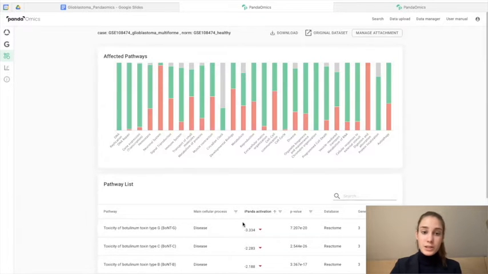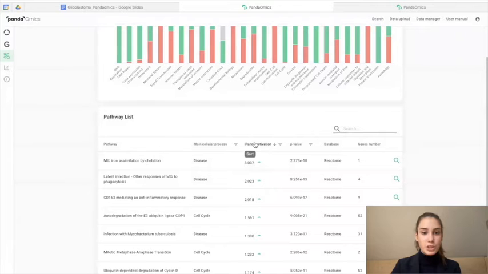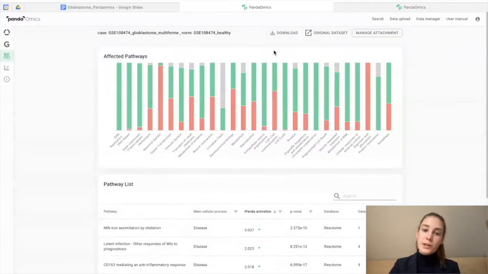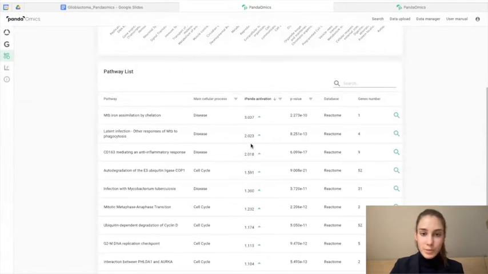The first thing we did was order the pathways from highest to lowest by iPANDA activation. And above are listed cell processes, which Pandomics colors in a very specific way that lets us see what is up and downregulated in glioblastoma patients. So let's rank everything by iPANDA activation. We see our chosen pathway is third on the list, and this already indicates its important role in glioblastoma development.